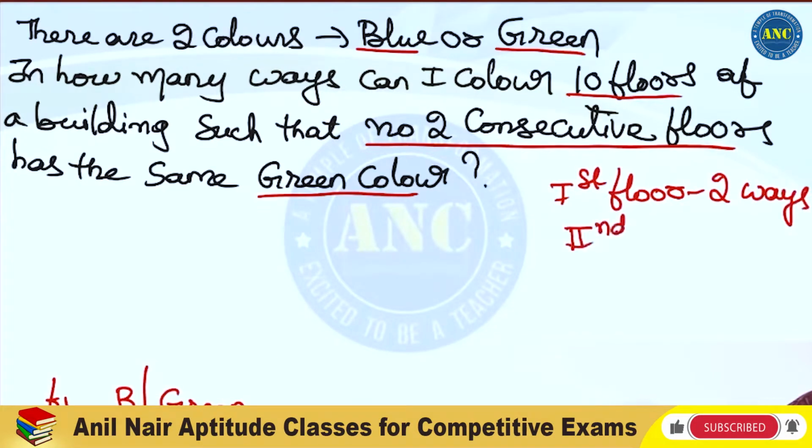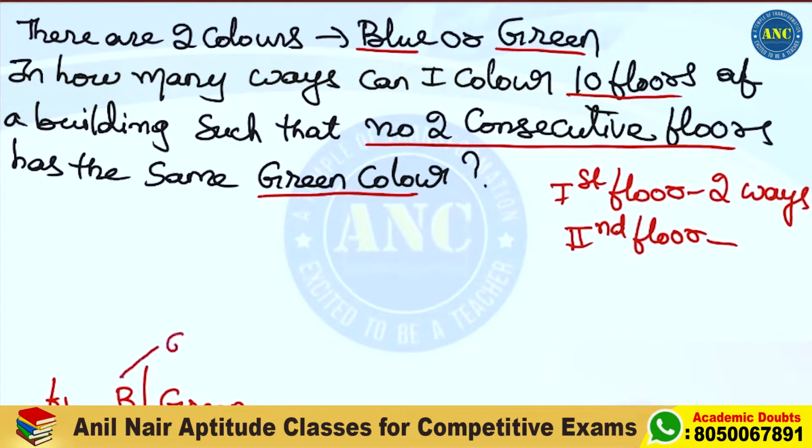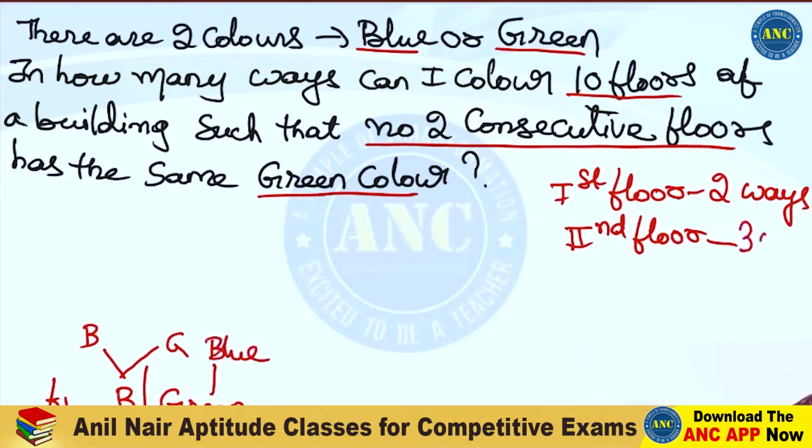Suppose second floor. What is the condition in the question? No two consecutive floors have the same green color. If it is blue, it can be green. It can be blue. Are you all with me? If the first floor is green, the second floor cannot be green. It can be blue. That means for the second floor, it is 3 ways.